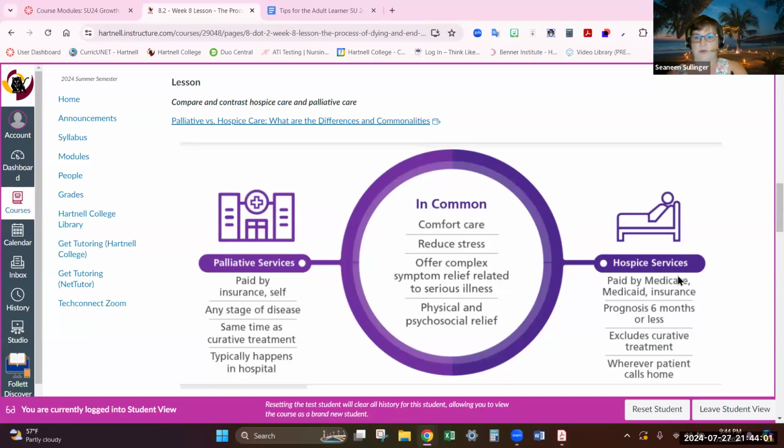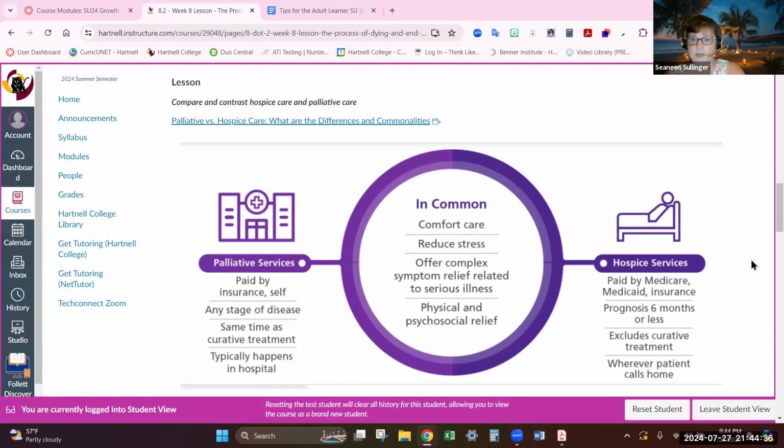I think most people are fairly familiar with hospice services. So it is covered under Medicare and Medicaid and private insurance. The prognosis has to be 6 months or less. You can renew. They will do another evaluation every 6 months. If you are to have any type of curative treatment, then you must come off hospice services. So, for example, like a lung biopsy or something, you'd have to come off hospice and then they would have to restart you when you came back.